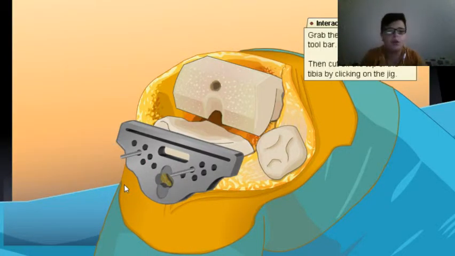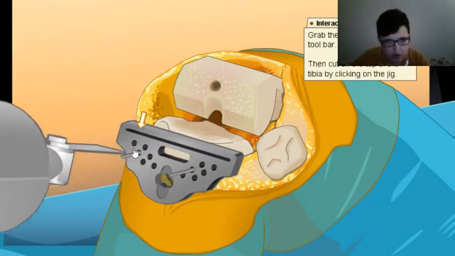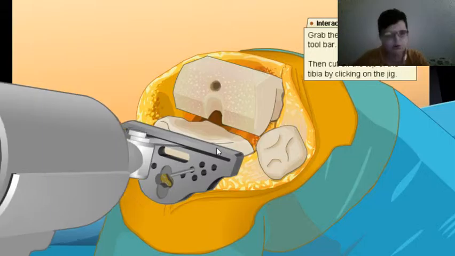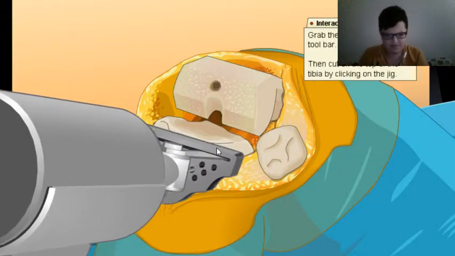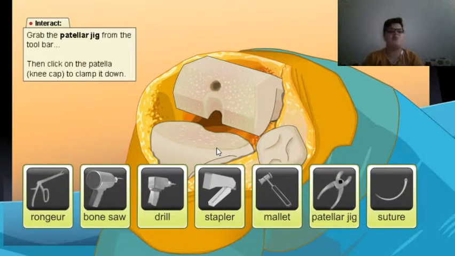Use the bone saw to cut off the top of the tibia and prepare it for the new tibial components. Now we'll use the patellar cutting jig and bone saw to remove the back of our patient's patella.